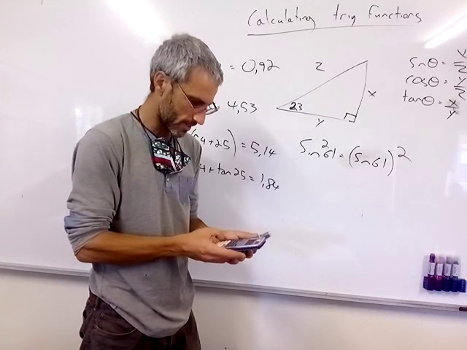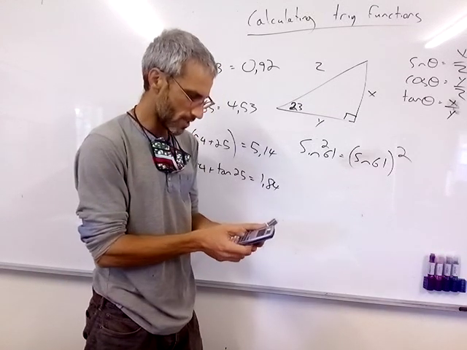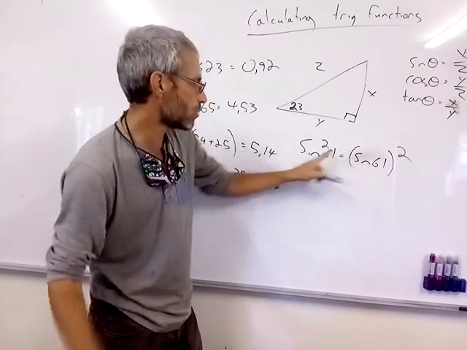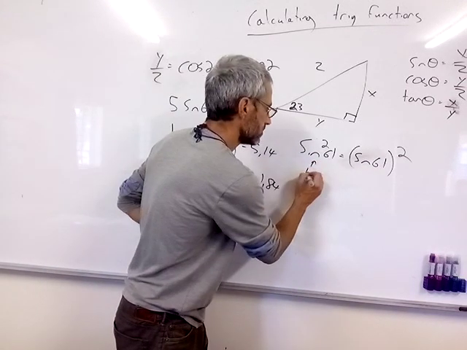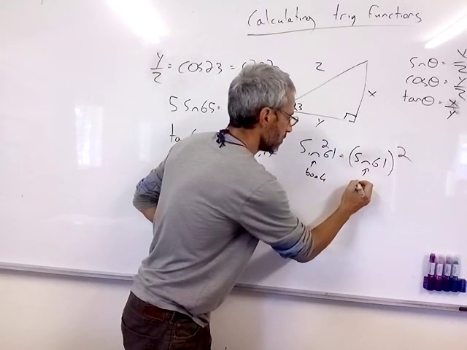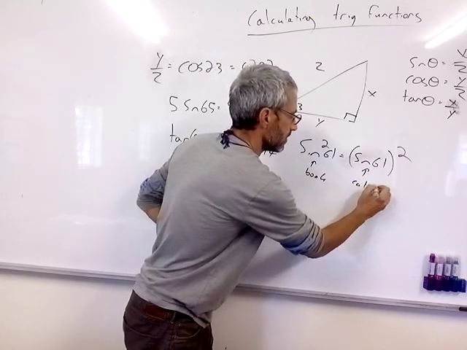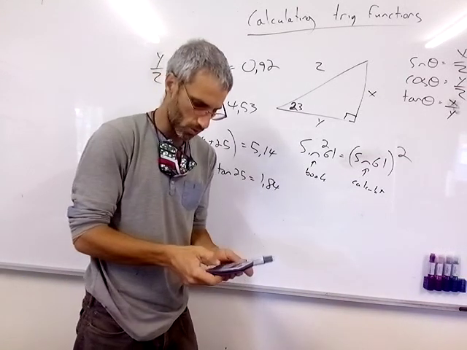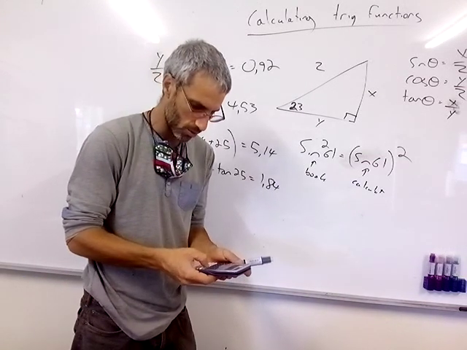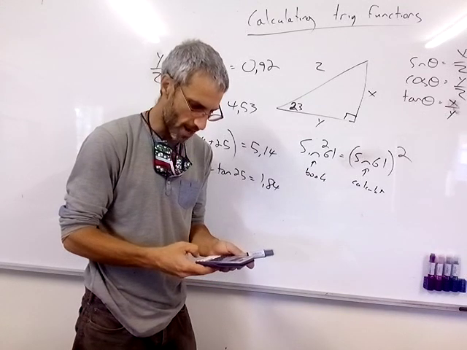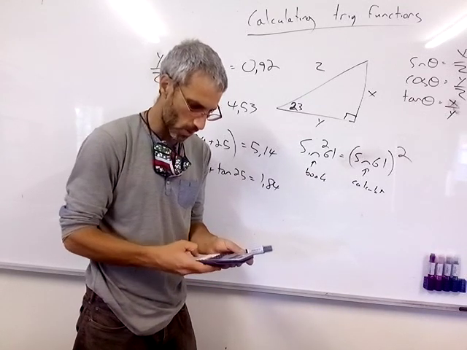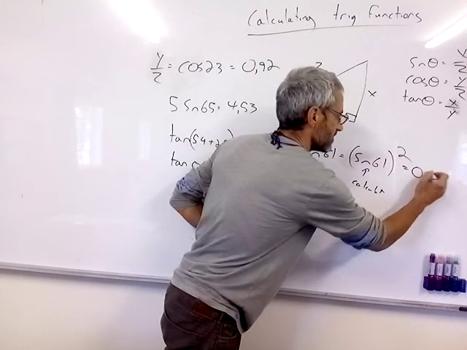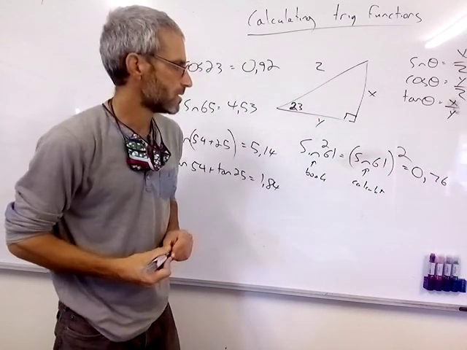So you write sine 61 bracket, and then you square it. In the calculator, it would look like that. That's what it would look like in the book. We should put everything in brackets. And this one's going to look like this in the calculator. First of all, I'm going to write equal, and then I'm going to square it. I got 0.76. Did you get 0.76? Mine didn't look like that on the calculator.